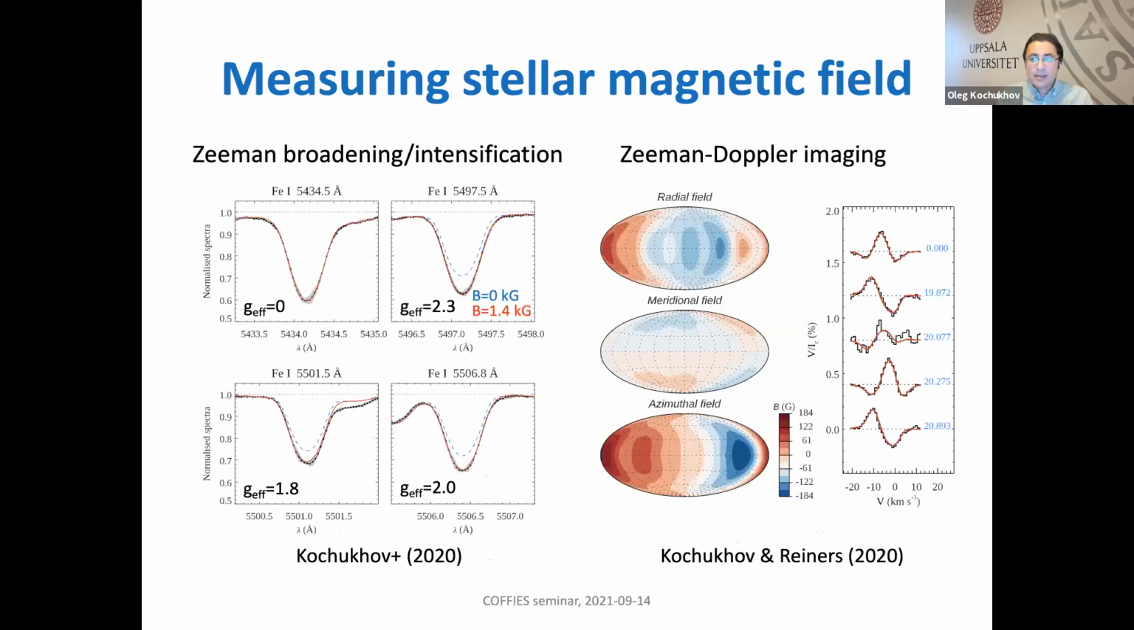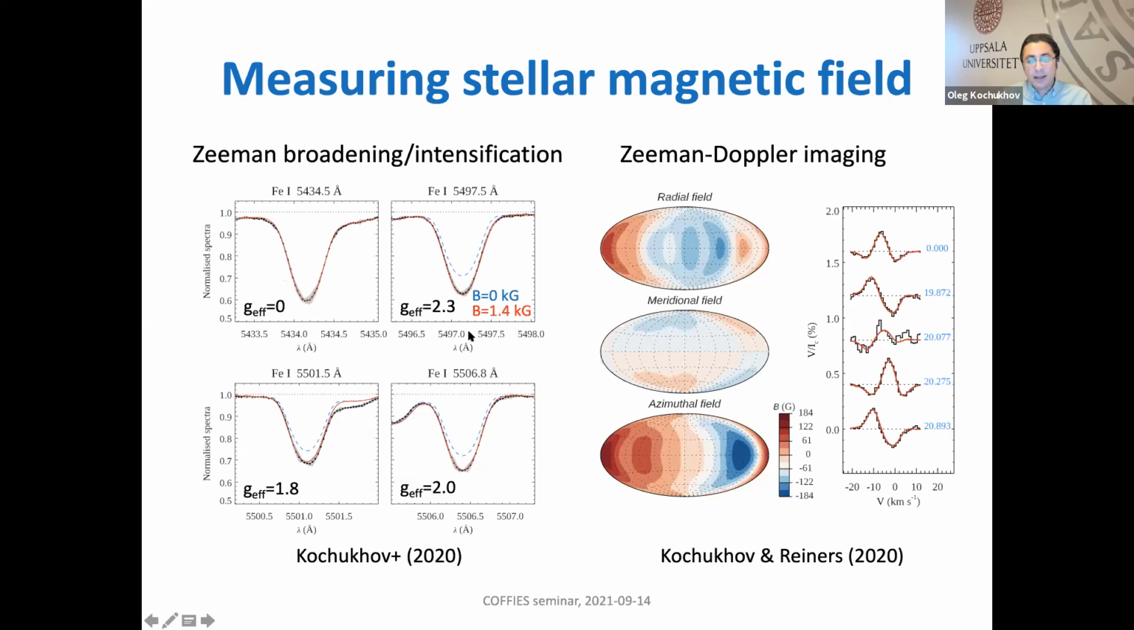Here are practical examples of applying these two techniques. On the left-hand side is Zeeman broadening and intensification. In this case, this is applied to an active G-dwarf star, and you see four panels with lines having different Lande factors, meaning that they have different magnetic sensitivity. These lines come from the same multiplet, so we perfectly know their relative oscillator strength. There can be no ambiguity between magnetic intensification and non-magnetic line strength. And you can see that the line which has no sensitivity to the magnetic field is here, so it does not react to the field.